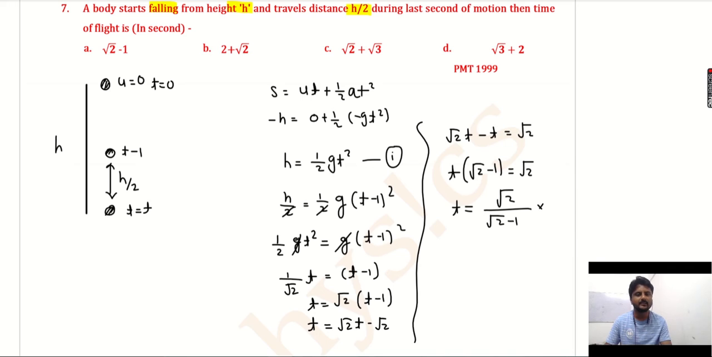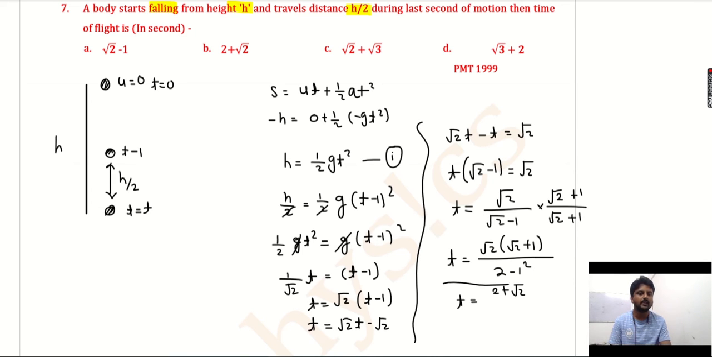So do one thing, just multiply this with (√2 + 1) divided by (√2 + 1), right? So in the numerator what will be there, √2 into (√2 + 1), and in the denominator it will be the formula of (a - b) into (a + b). So (a - b)(a + b) will be a² - b². So this will be 2 - 1². So t = √2 into √2 will be 2 plus √2 into 1 will be √2. So t = 2 + √2. So option B is the correct one, right?